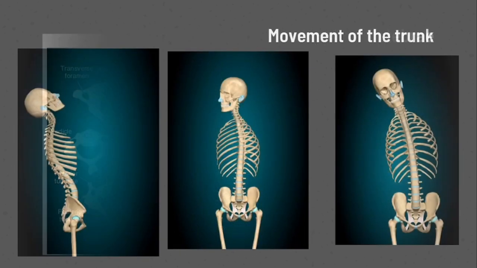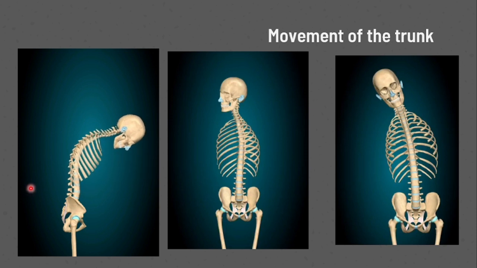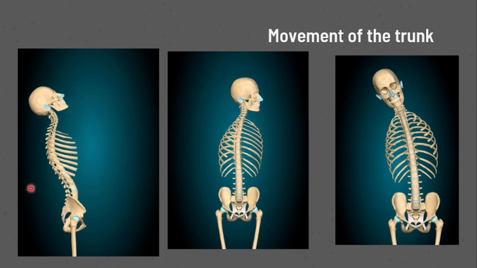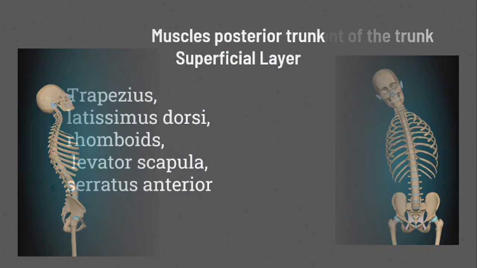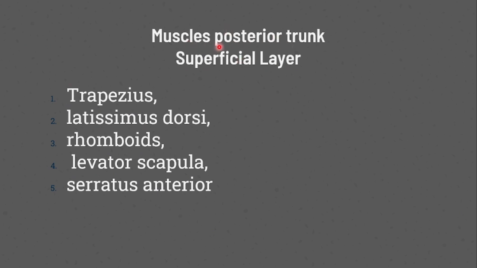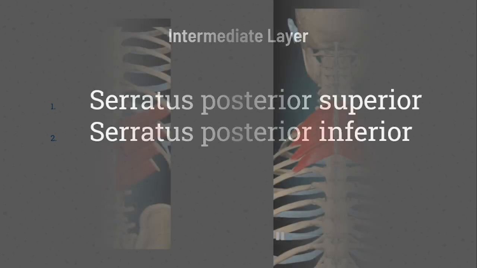So let's take a look at the movements of the spine. There is flexion and extension, there is rotation, and there is side bending. Okay, let's take a look at the muscles posterior to the trunk: the trapezius, latissimus dorsi, rhomboids, levator scapulae, and serratus anterior. We know which muscles are acting here and how they act. Let's look at what we don't know: the serratus posterior superior and serratus posterior inferior.